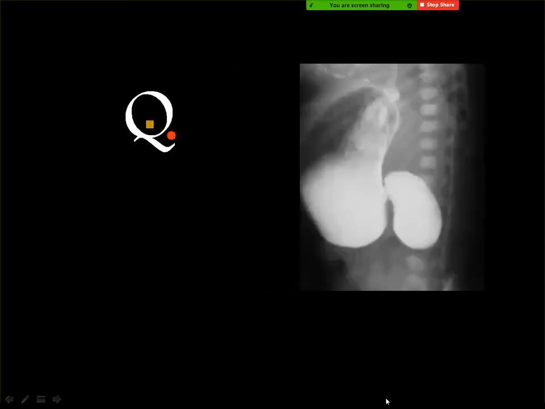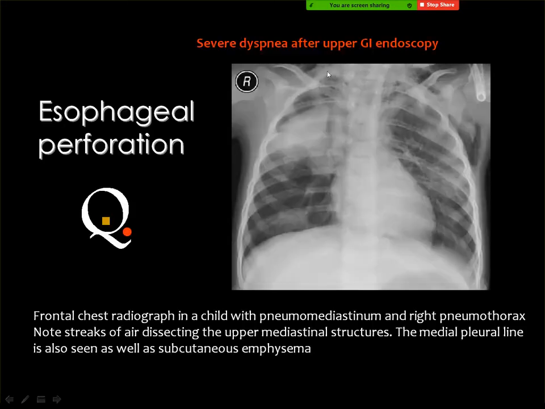Doctor, how to diagnose esophageal perforation? How to be sure? From the history. This patient got severe dyspnea after upper GI endoscopy, and the pneumomediastinum, one of the causes is esophageal perforation, and the history is leading to this diagnosis. Then you consider all of these the sequelae of the endoscopy.